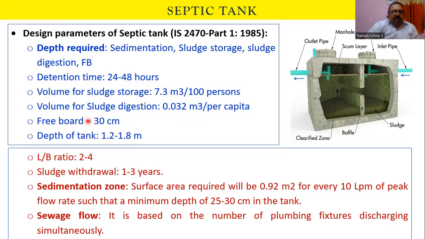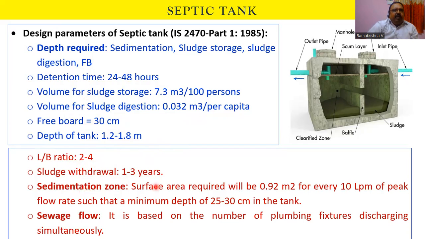Keeping all these factors into consideration, the depth of the tank will be around 1.2 to 1.8 meters. The L/B ratio is usually 2 to 4 for a rectangular tank. Sludge withdrawal can be for 1 to 3 years. And for the sedimentation zone, there are some requirements.